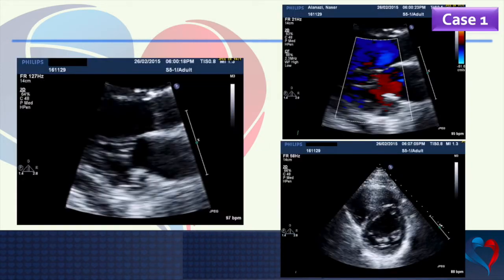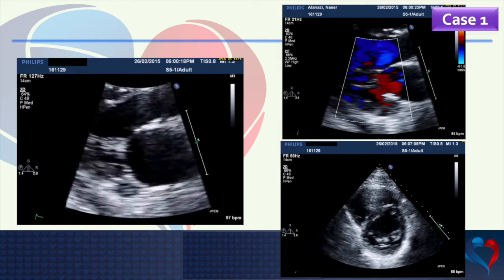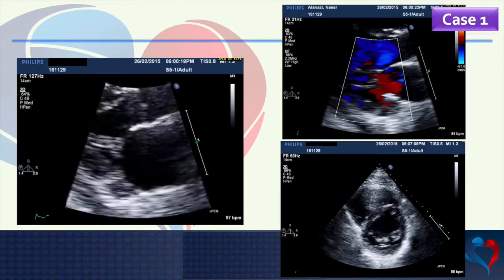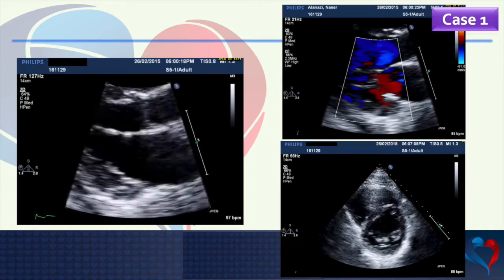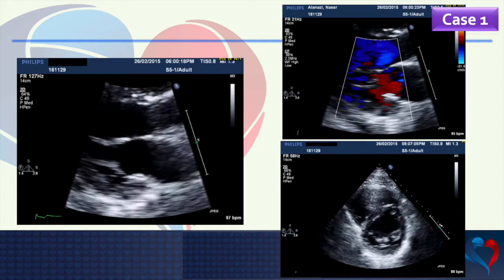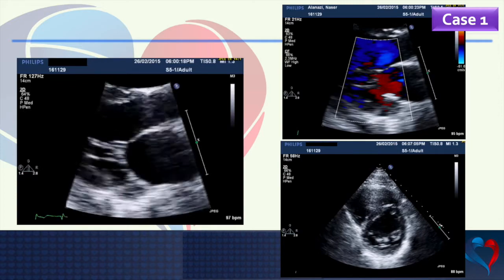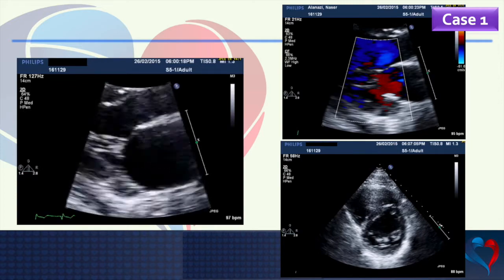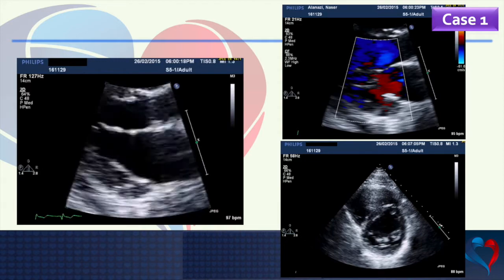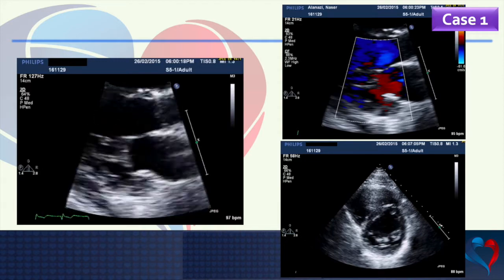Here we are going to show you a few examples of mitral valve diseases. We'll start with this one. This is a parasternal long axis, zoomed view on the mitral valve. You see that there is some thickening of the anterior and posterior mitral valve leaflets. There is a good coaptation.